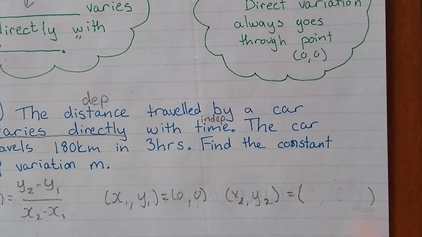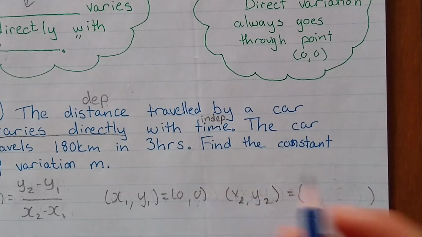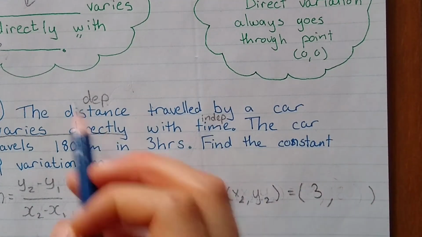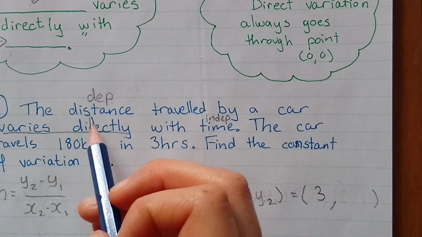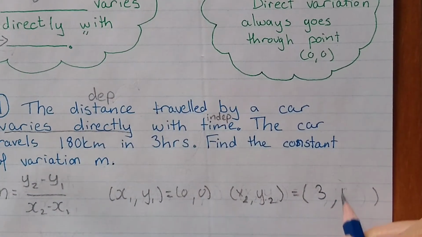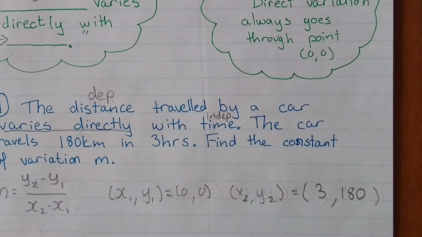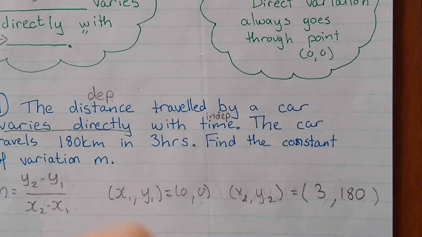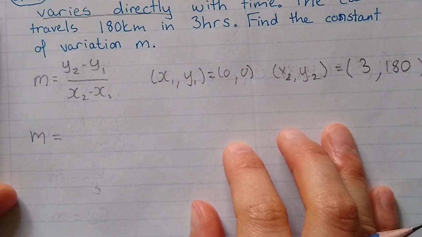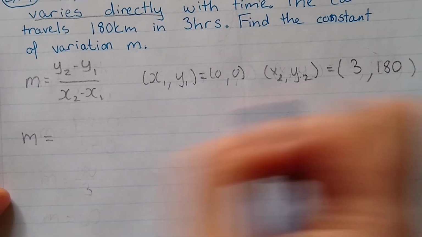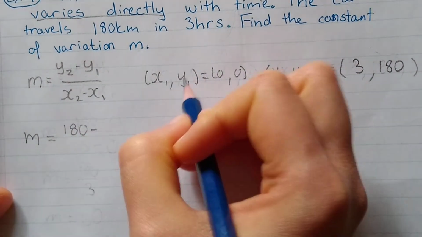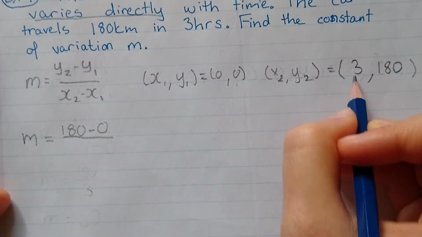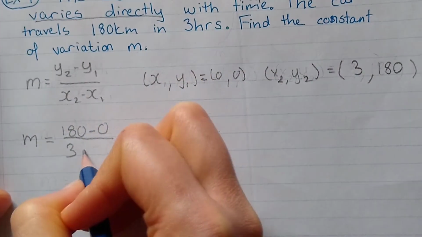So x is always independent, so that's going to be time, which is 3 hours. And the y value is always dependent, and that's going to be distance, which is 180 kilometers. Now we can actually sub in our values. So down here, m equals y2 minus y1. We worked out that our y2 is 180. Our y1 here is 0. Our x2 here is 3. And our x1 here is 0.